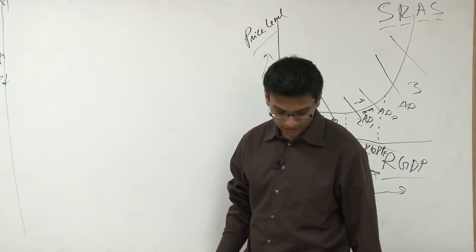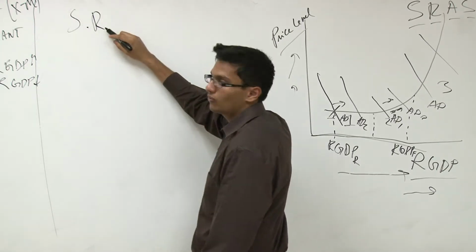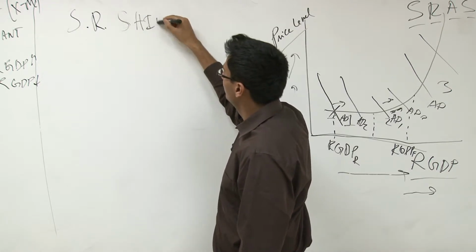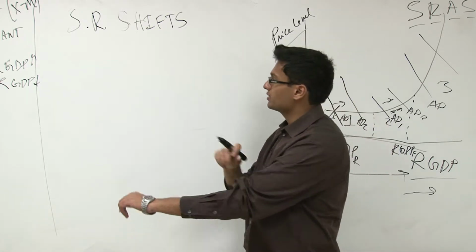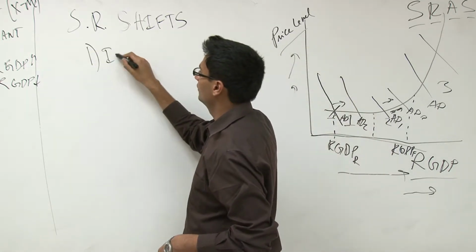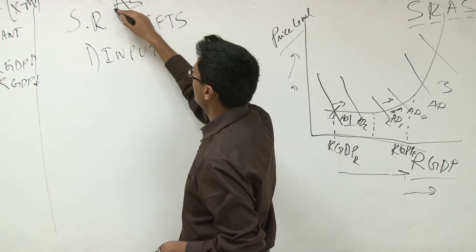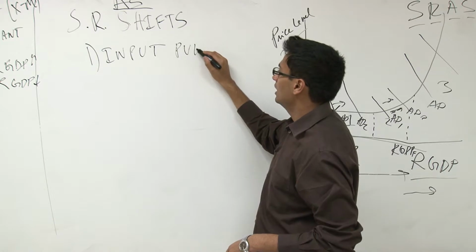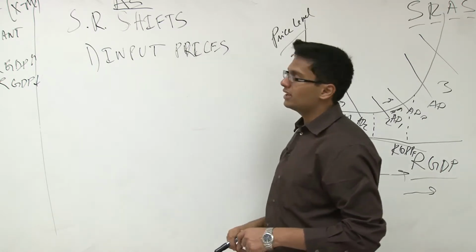Let's start first with input prices. This is SR, standing for short run shifts. Short run shifts: 1, input prices. These are aggregate supply short run shifts, guys. Why would my input prices shift my AS?